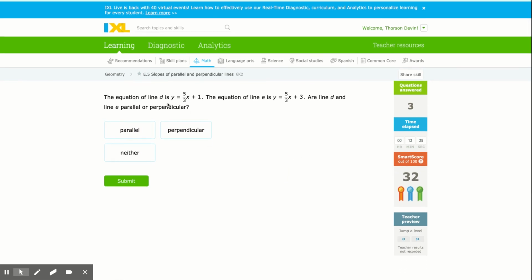Now, they're giving you the full equation. Remember, y equals mx plus b. The slope is the number that sits in front of the x as long as it's written in slope-intercept form. We just had an assessment on this. We've been tested on it many times. That number right there is our slope. So the slope of this first line is 5/3. The slope of the second line is 5/3. That's exactly the same number, so they are parallel.